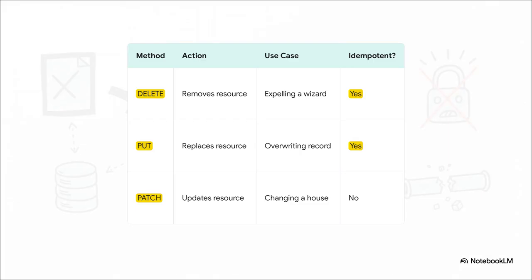This table really brings it all together. DELETE, well, it removes the resource, like expelling a wizard. PUT replaces the whole record. PATCH just does a partial update. But hang on, look at that last column. Idempotent? You'll see DELETE and PUT are yes, but PATCH is no. So what in the world does that actually mean?